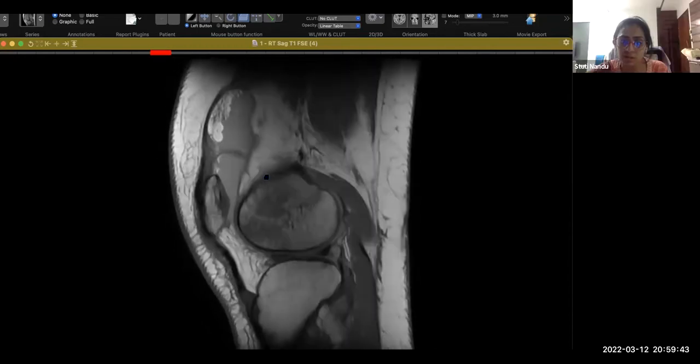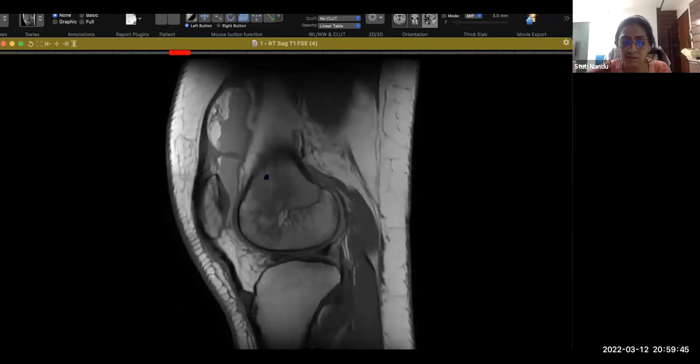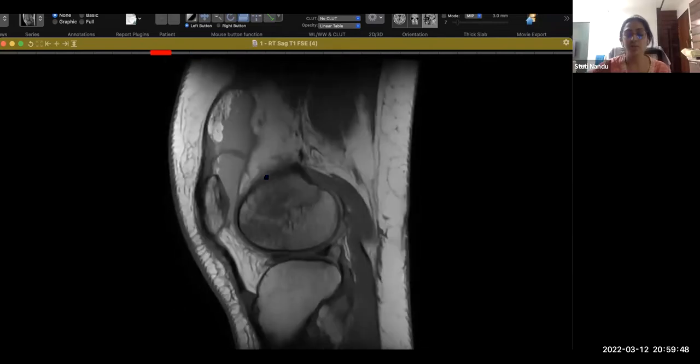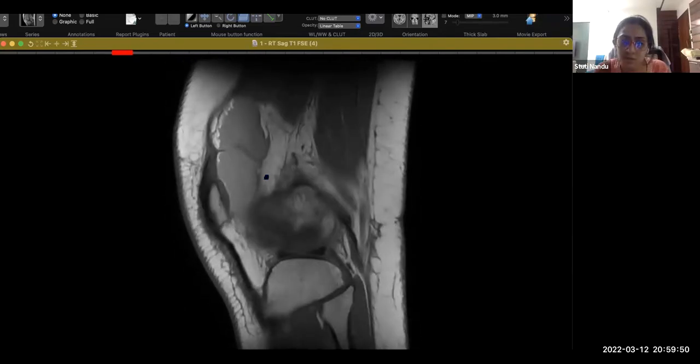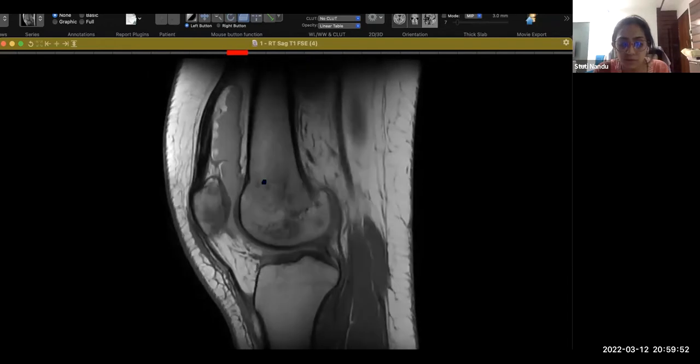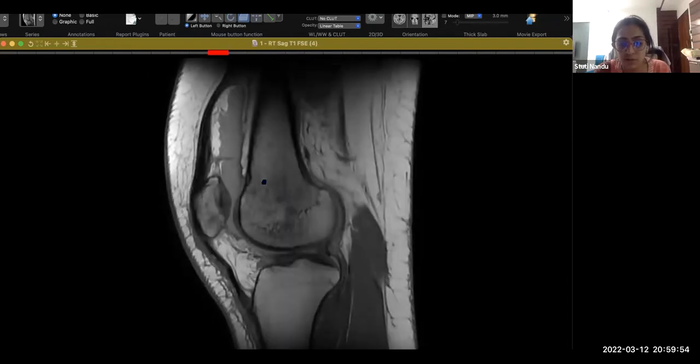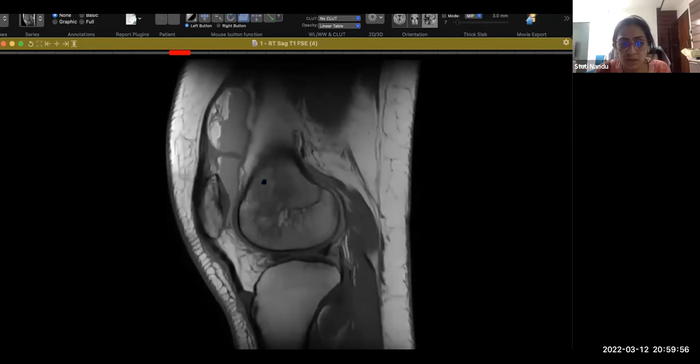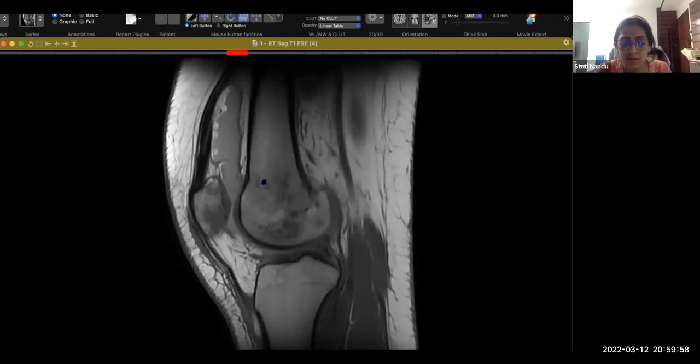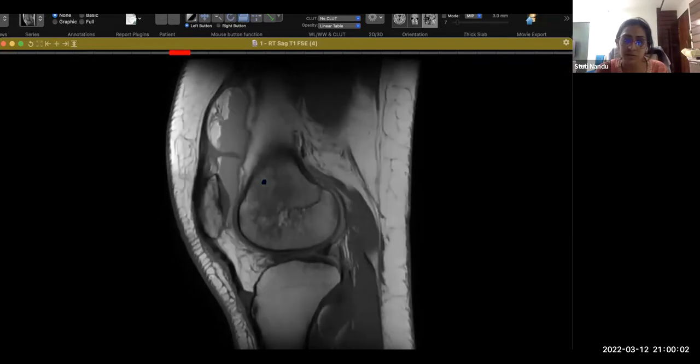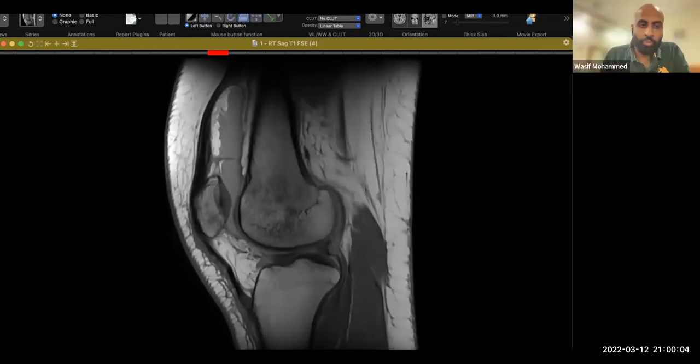I mean, in the tibia, I can see that there is this linear area of reduced signal, suggesting that there is a fracture of the medial femoral condyle, and there is just lipohemarthrosis associated with the patellar dislocation. So what were those loose bodies?